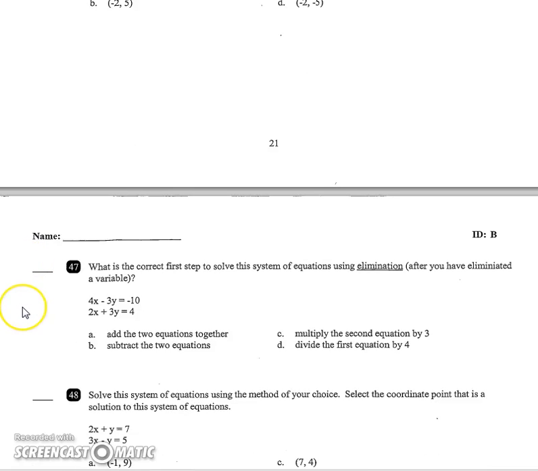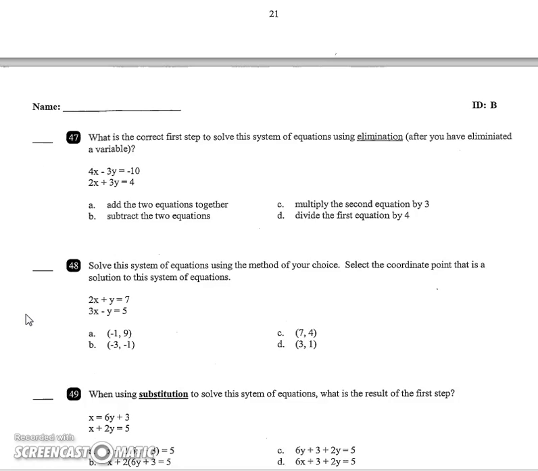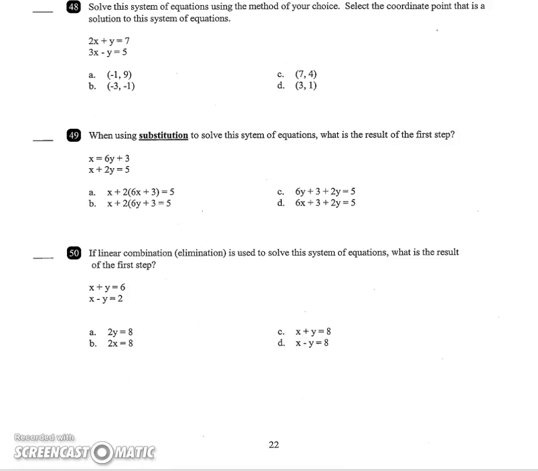Number 47, what is the correct first step to solve this system of equations using elimination after you have actually eliminated a variable? Number 48, solve the system of equations using the method of your choice. Select the coordinate that is the solution to the system of equations. I will point out to you that your x's are lined up, your y's are lined up, and your constants, so elimination might be a very good choice here.